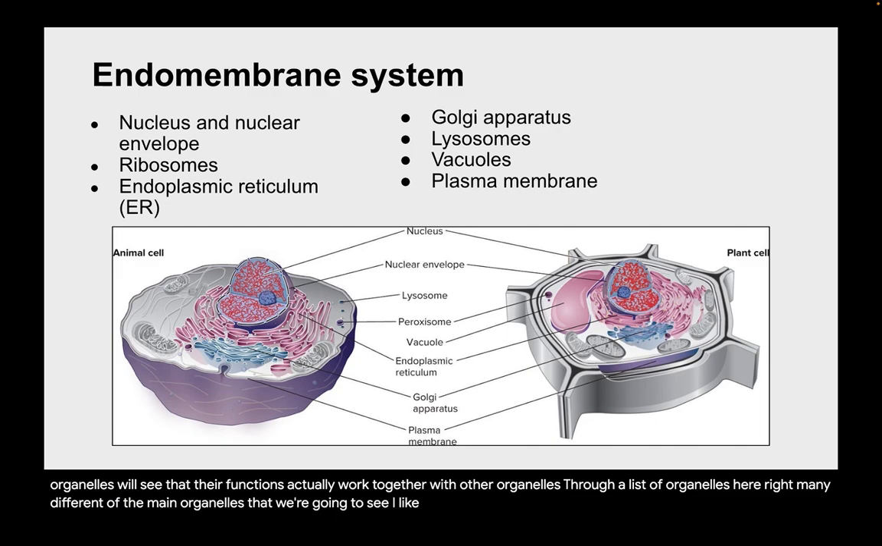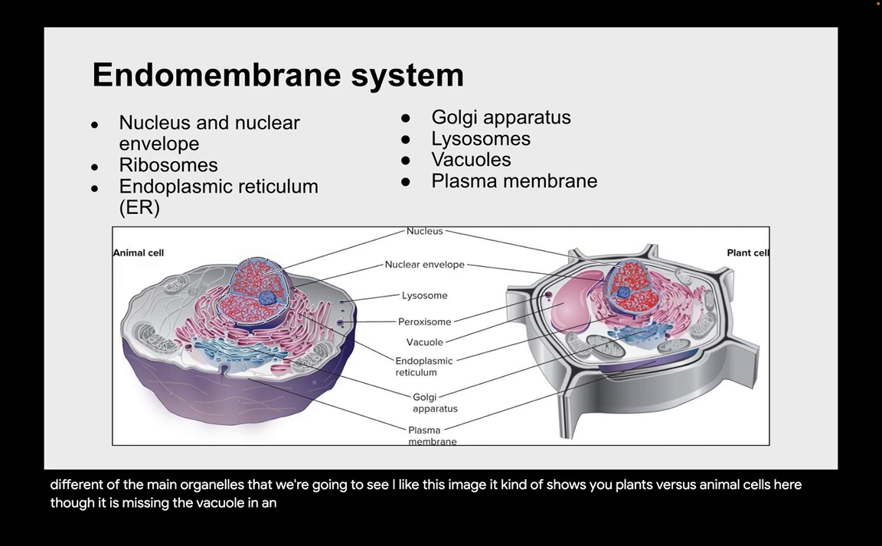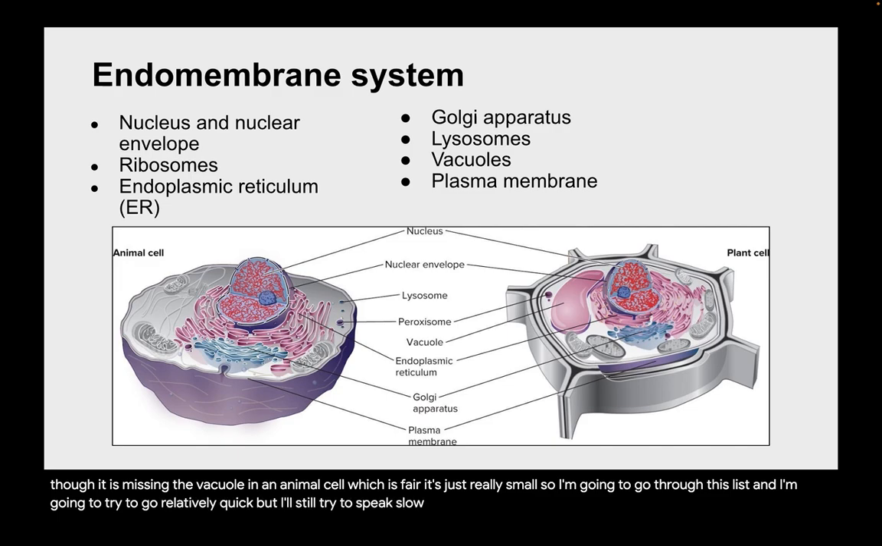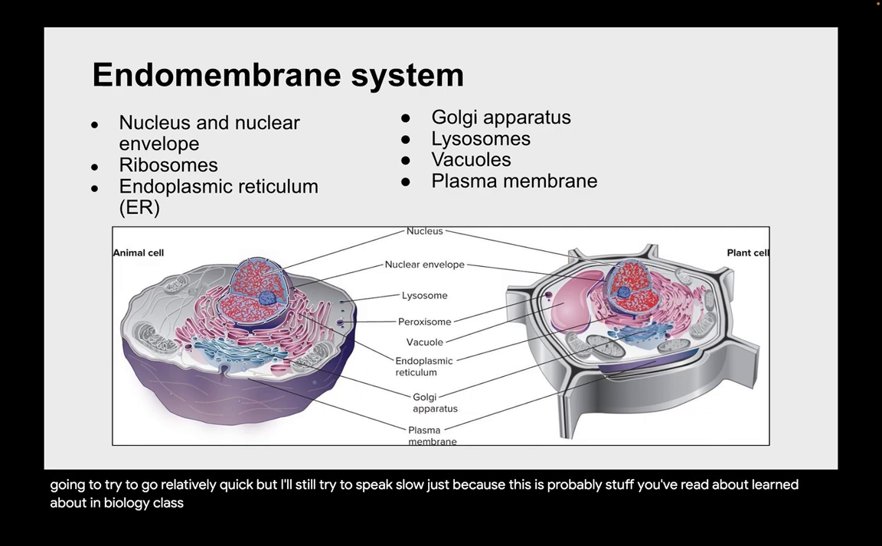I like this image. It kind of shows you plants versus animal cells here. Though it is missing the vacuole in an animal cell, which is there. It's just really small. So I'm going to go through this list, and I'm going to try to go relatively quick, but I'll still try to speak slow, just because this is probably stuff you've read about, learned about in biology classes in high school, and have an idea of what happens.